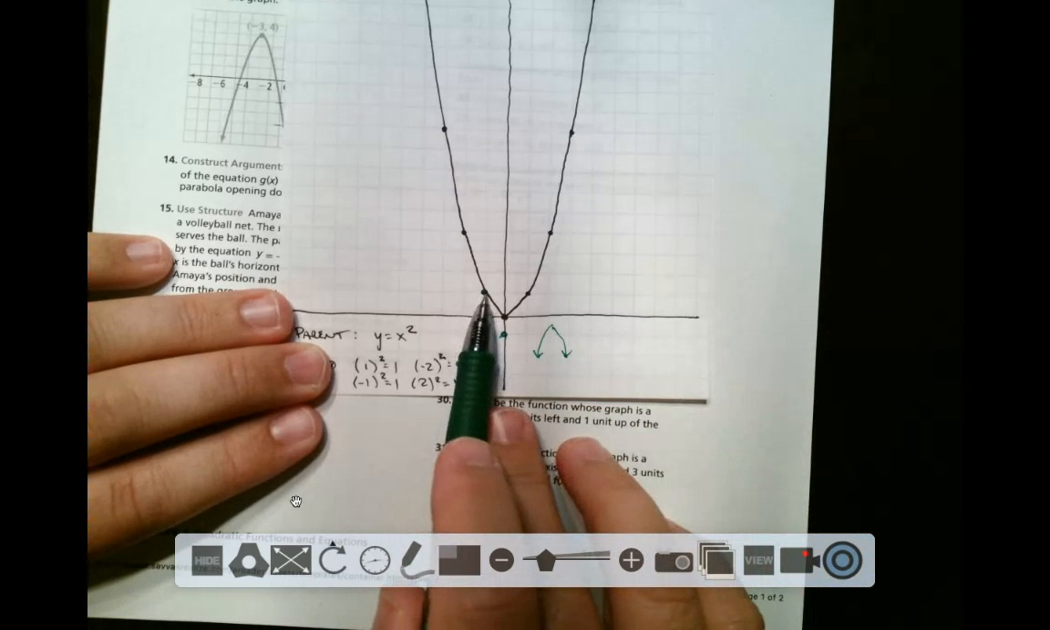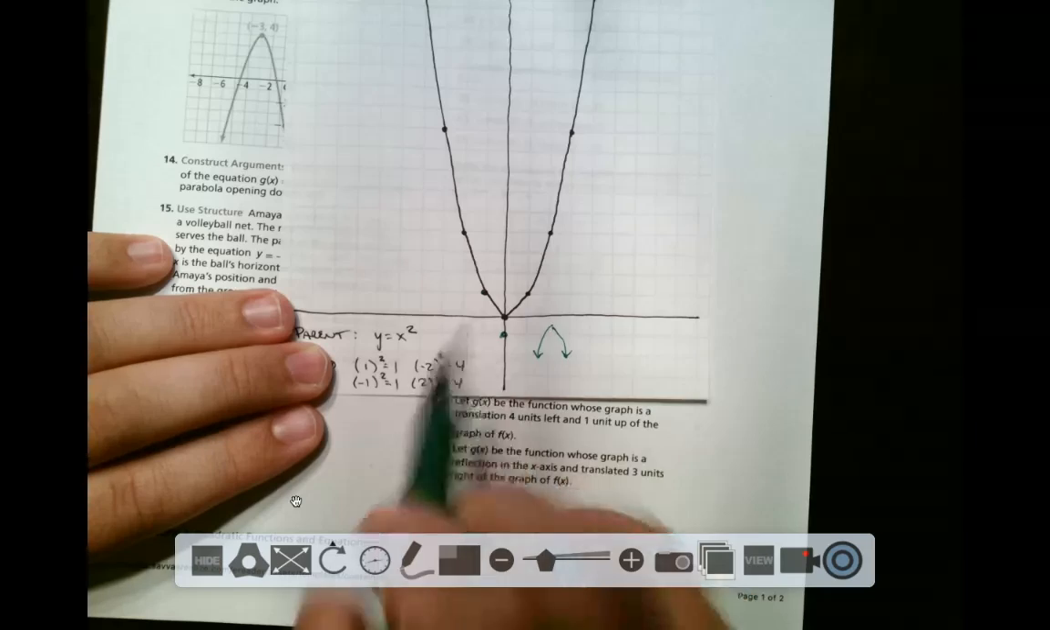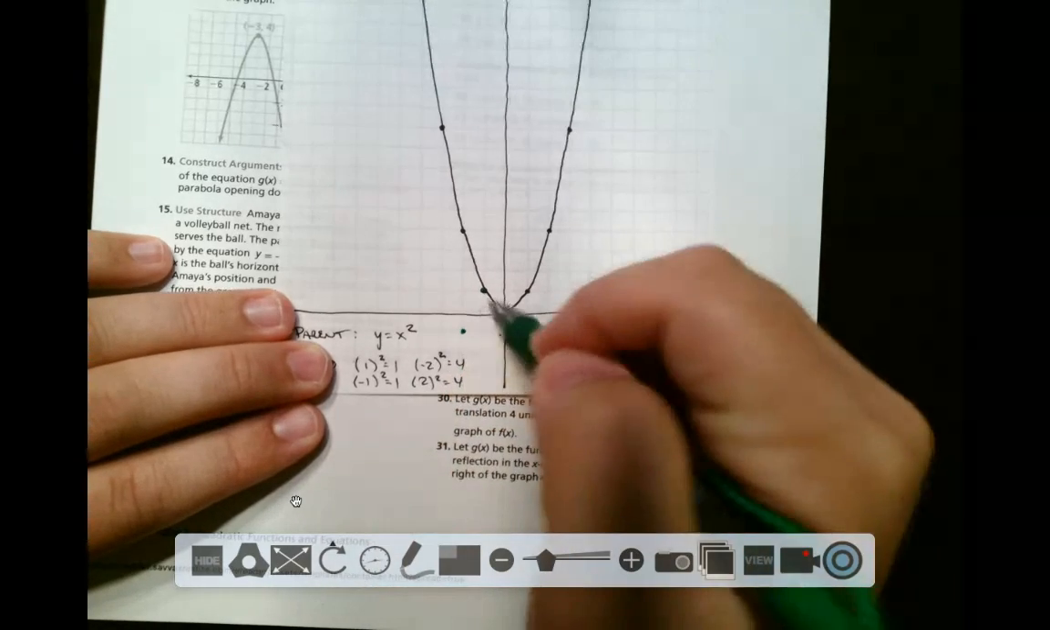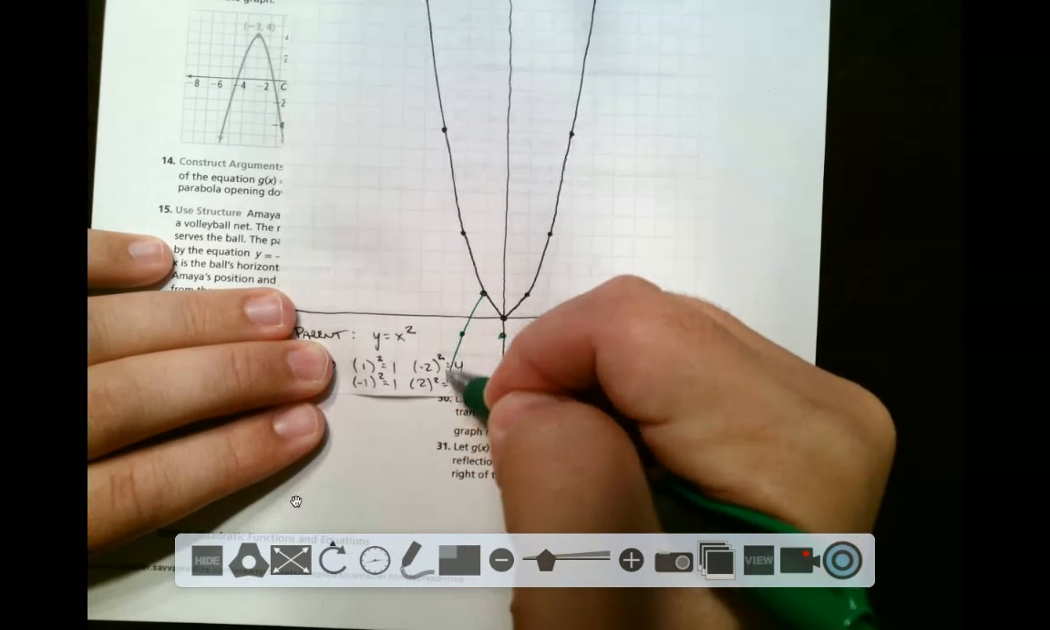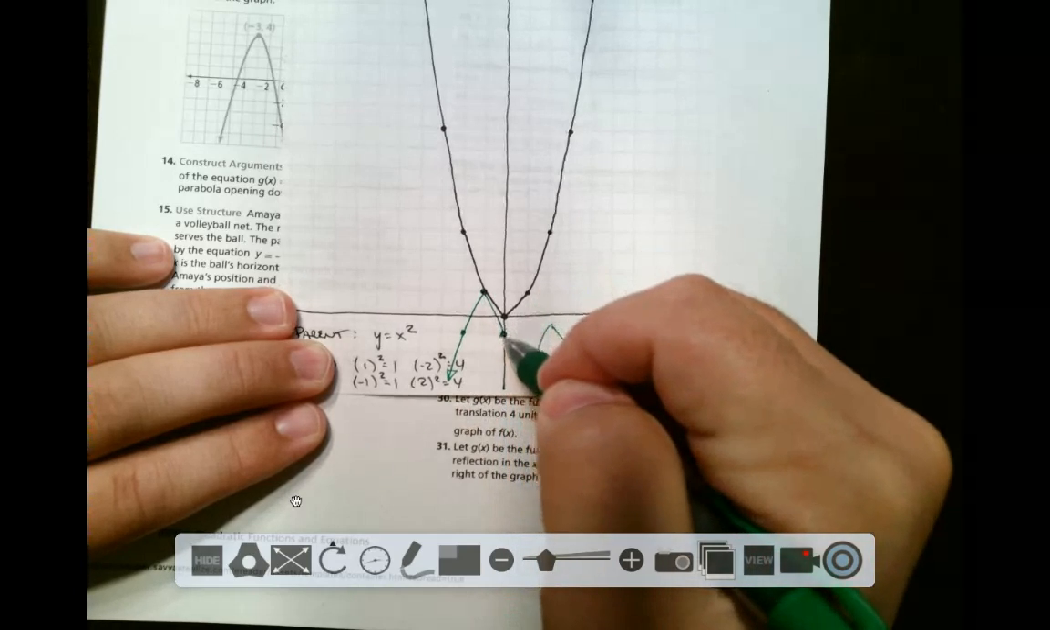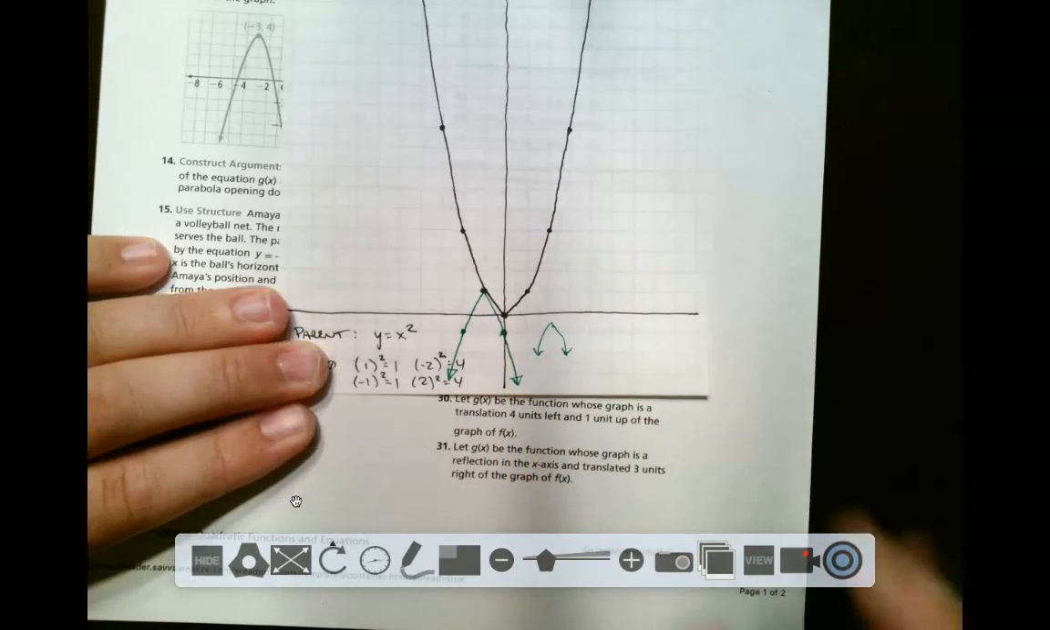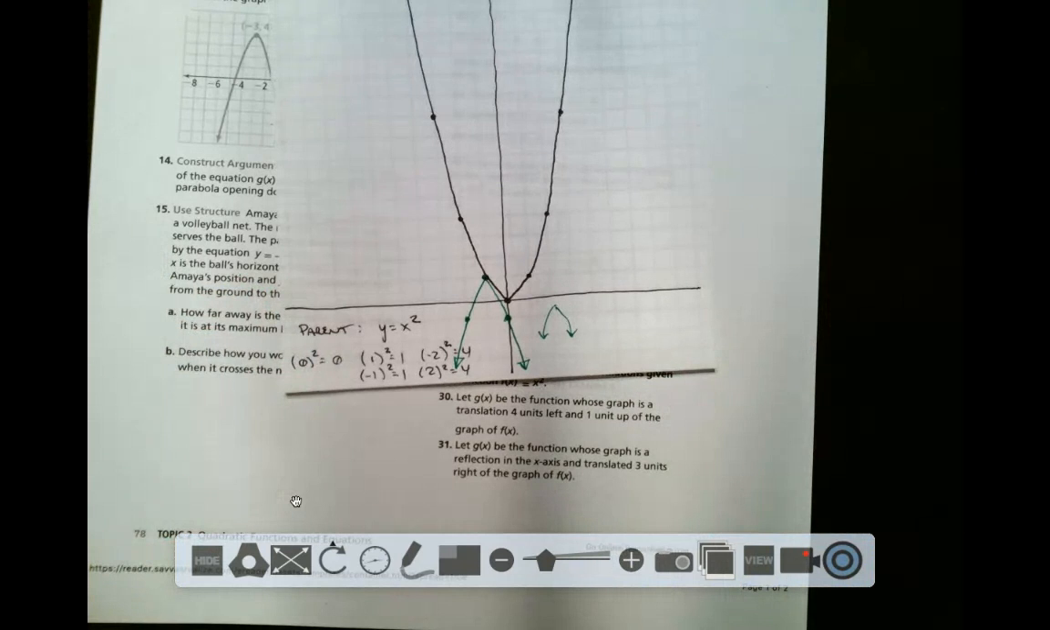You'll see that I'm off the page. Same thing with the left. If I go left 1, I should go down twice that amount. So it's going to look something like this, right? It's going to be stretched out. The vertex moved left 1, up 1. It's reflected. So all 4 of those transformations are there.